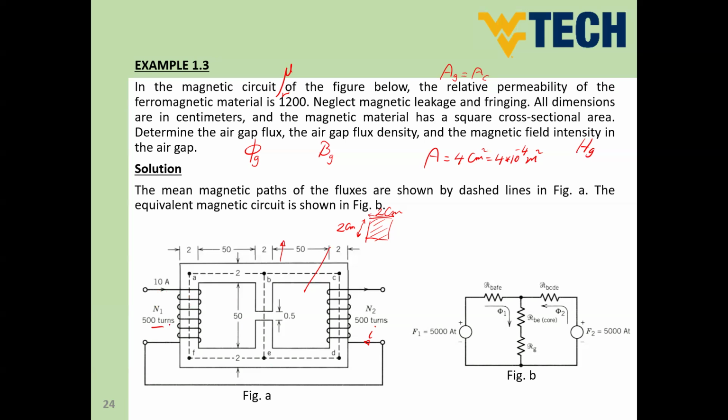If you apply the right-hand rule for the current here on the first wire, you will find that the flux is moving in this direction out of the core and returns back in the opposite direction in the core. So this means the flux is moving up in this direction.